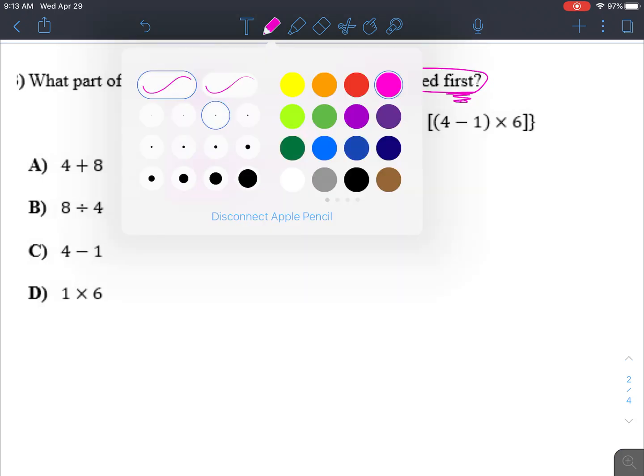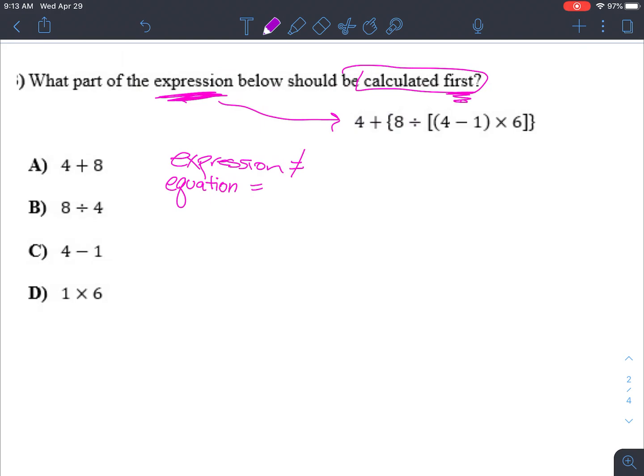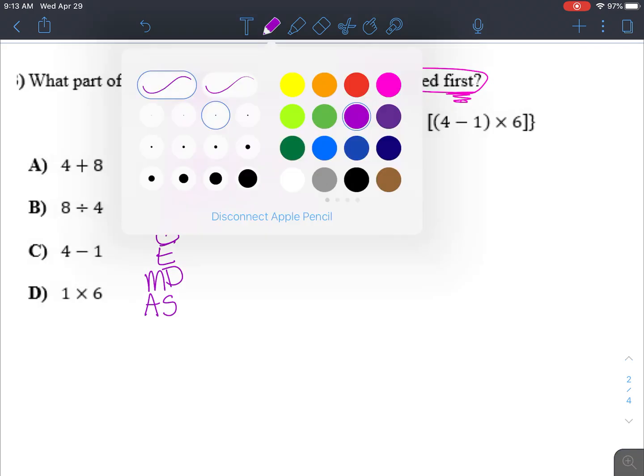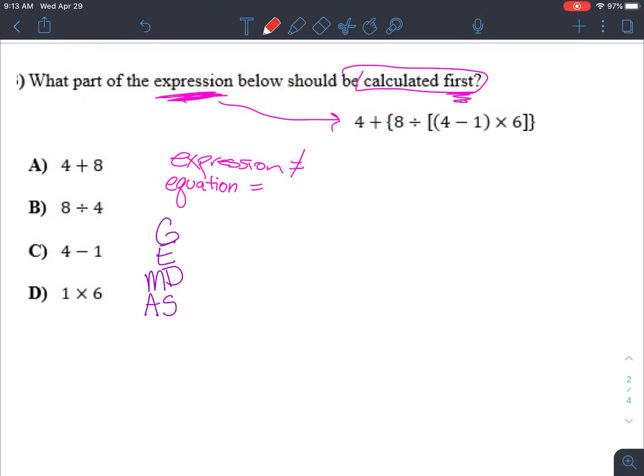Okay, let's go ahead and get started on this problem. They want to know which should be calculated first. We learned a certain pair of steps or rules, you could say, when we're solving expressions or equations. It's called GEMDAS. Go ahead and write that at the side of your paper if you haven't already. And even though we learned this in school, let's take a moment to go through what each of these letters mean.